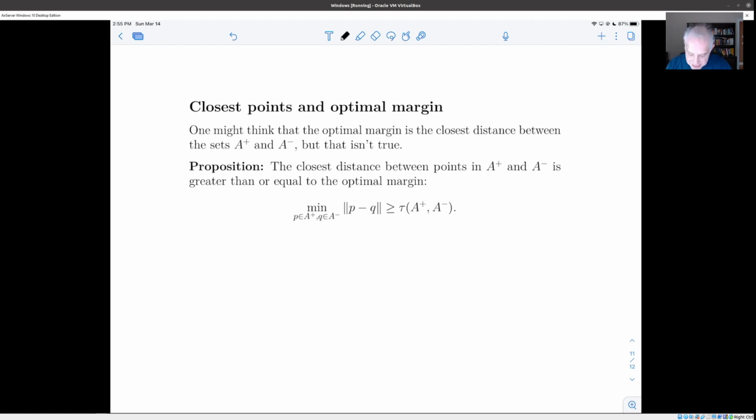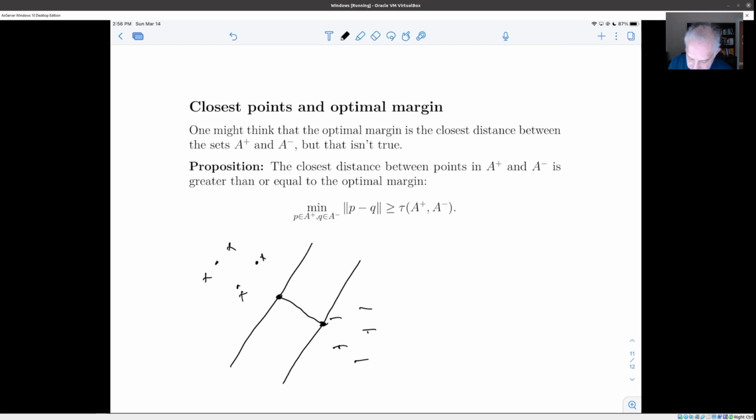And sometimes it is. I mean, for instance, if you take points that are sort of, here's my minus points maybe, and here's my plus points, it seems pretty reasonable that what I should do is take the closest points, draw a line between them, and maybe take the perpendicular to that line, and that would be the optimum margin. And it's true that that is sometimes what happens, but it's not what's true in general.